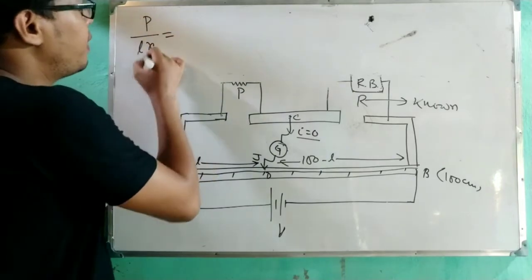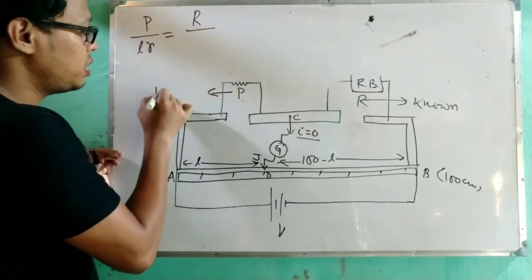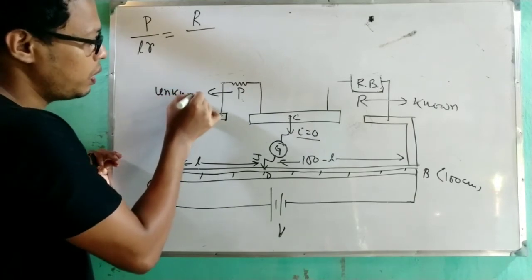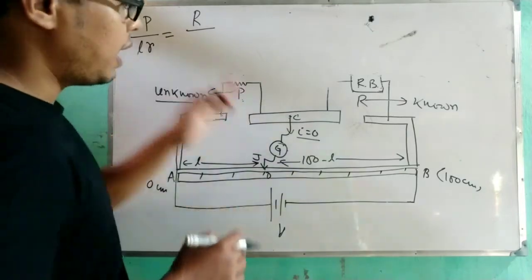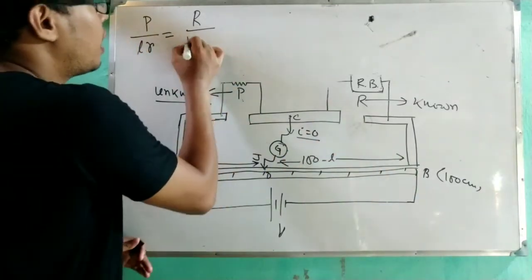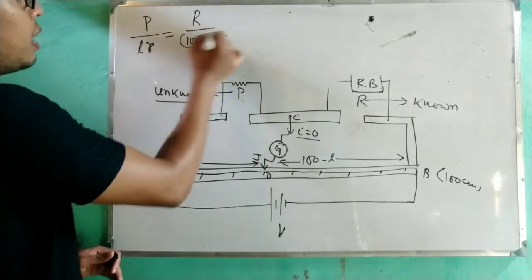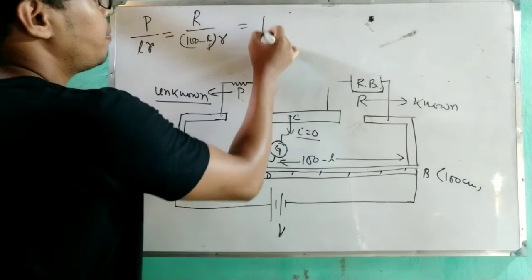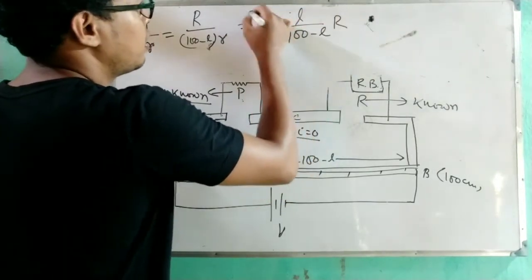Equals to P by Q equals to R, which is known, and this P is unknown, this resistance is unknown. That I want to find. So I will find one relation, that R by S, this resistance, how much? 100 minus L into R. From both sides R cancels. So we can write P equals to L by 100 minus L into R.